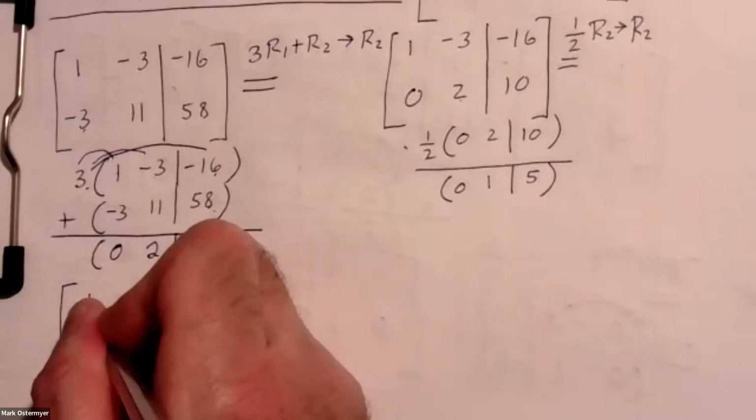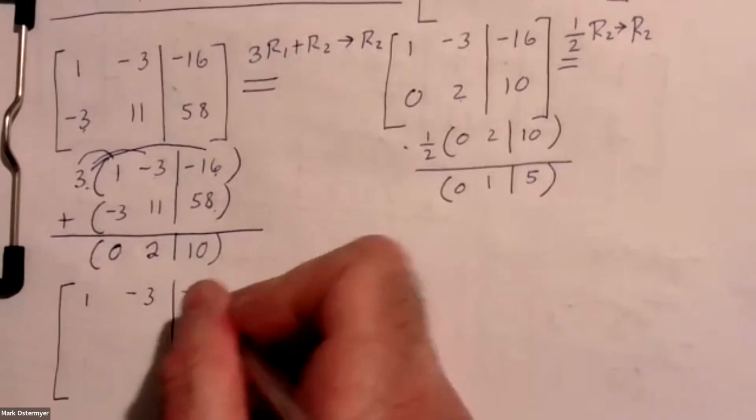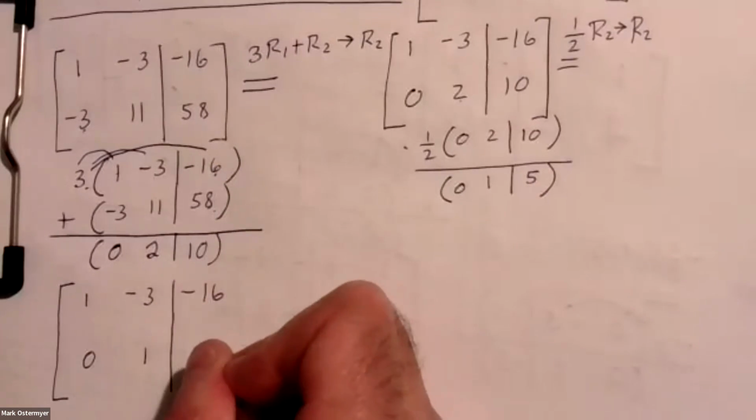Notice I did not change row 1 this time. I just changed row 2. So row 2 now takes on the form of 0, 1, 5.